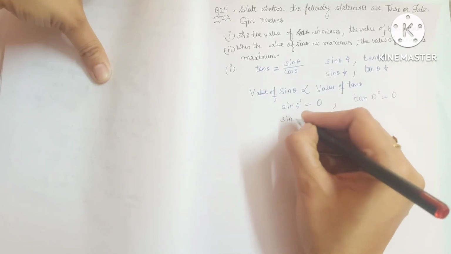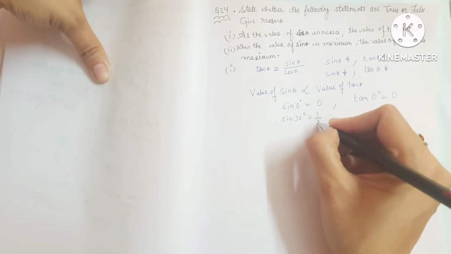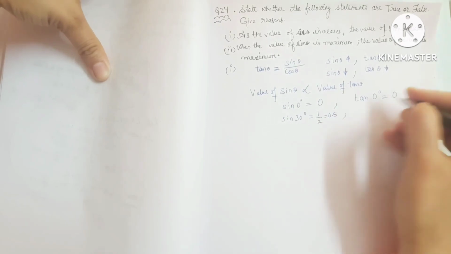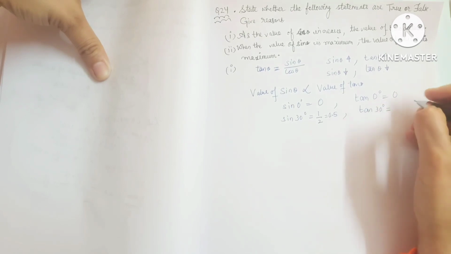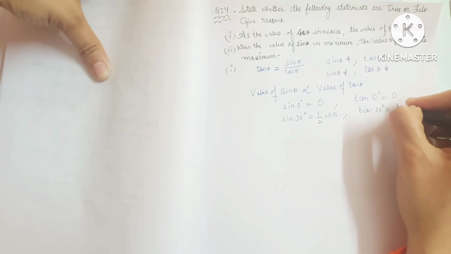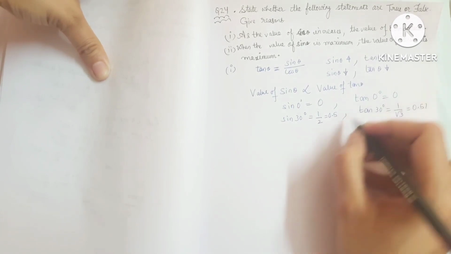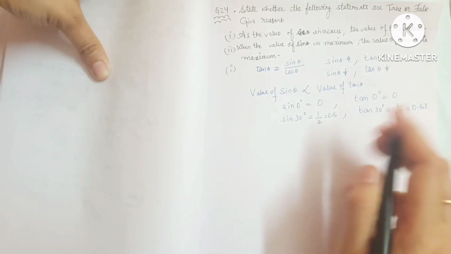Now let's take sine 30. What is the value of sine 30? It is half. Now what is half in decimal? 0.5. That time what is the value of tan 30? Tan 30 is somewhere like 1 by root 3. 1 by root 3 will be roughly 0.57 something. So when sin 30's value is increasing, tan 30's value has also increased a little.